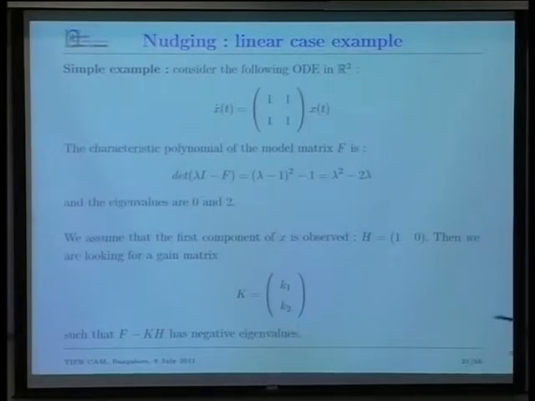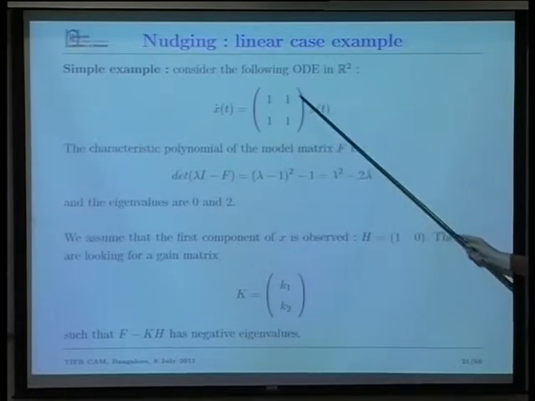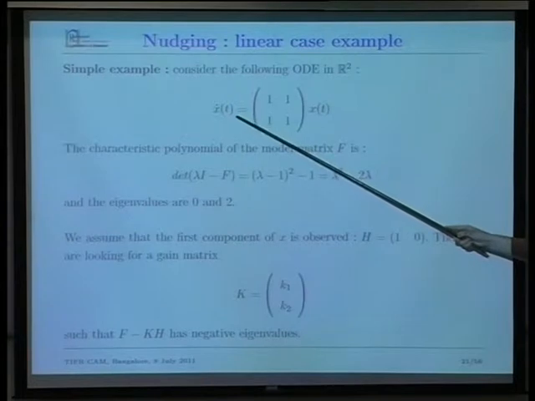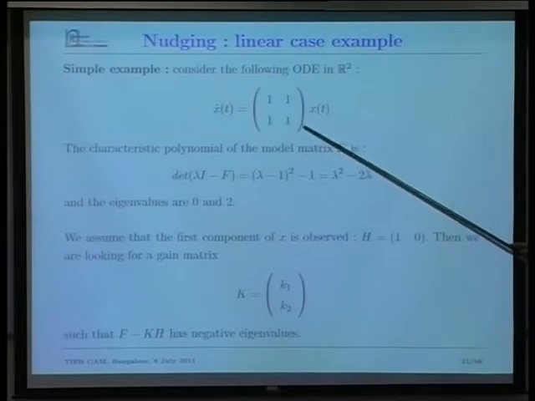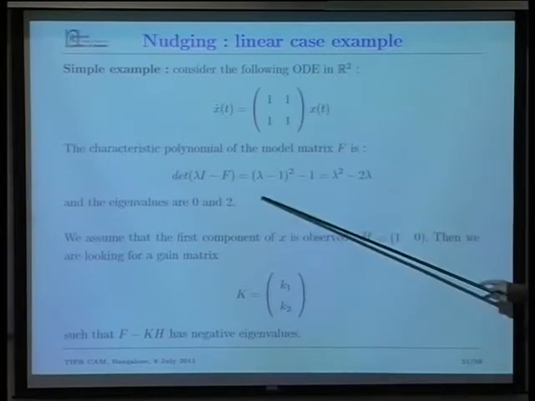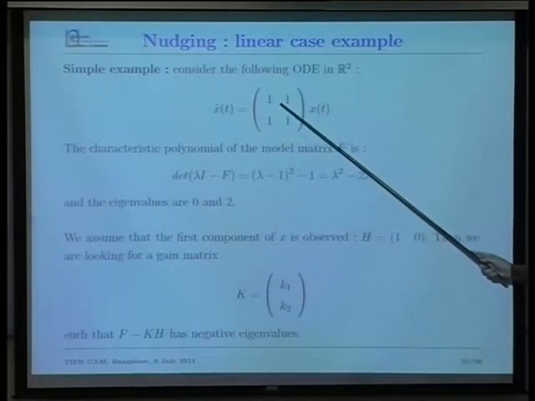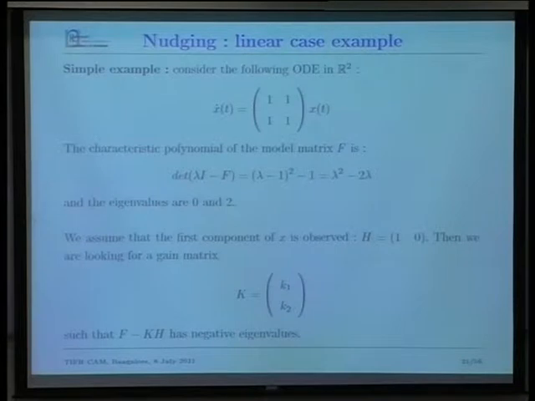So let's take a very simple example. There is an ODE in dimension 2 with this model matrix. X has two components, and the derivative of x1 is simply x1 plus x2, and the derivative of x2 is also x1 plus x2. So we can see that the eigenvalues of this matrix are 0 and 2. So 0 is the difference. If you take the difference x1 minus x2, it's constant. And the eigenvalue 2 is the same, x1 plus x2.